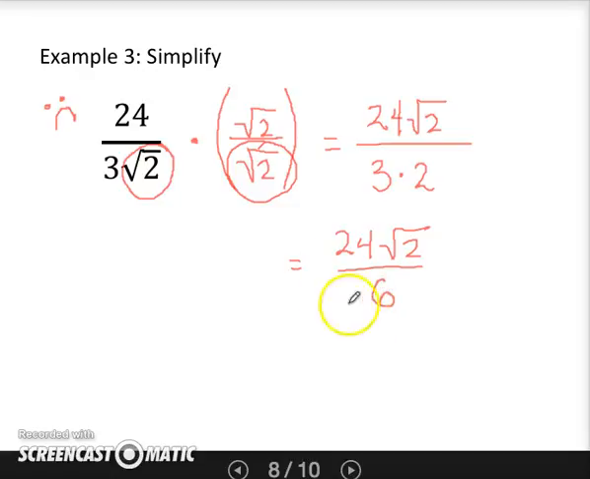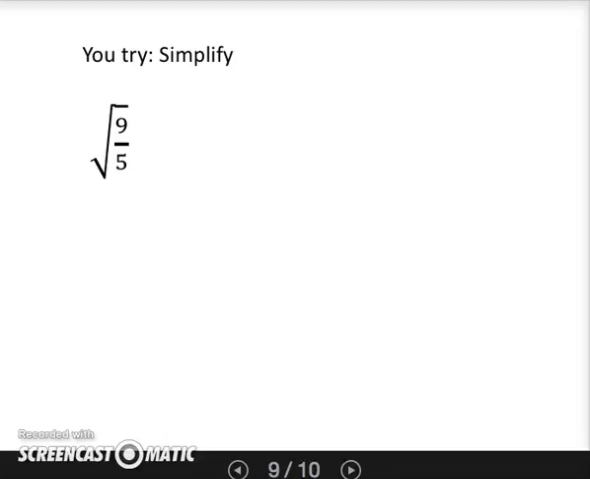Just kidding, that's not the last step, because look, we have 24 and 6. 24 is divisible by 6, so this can turn into a 4. So we have, in the final step, 4 times the square root of 2. You try simplifying this one.